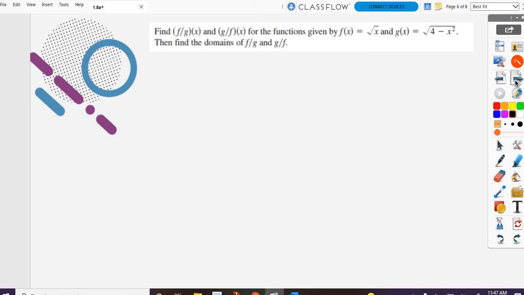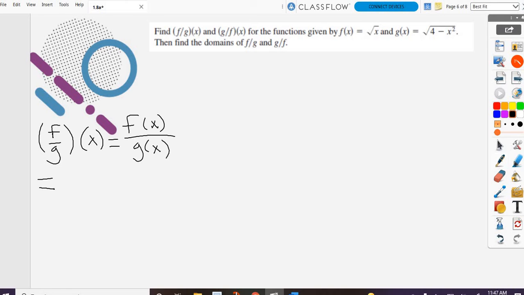Your first step is just to find whatever they ask us to find. So they asked us to find f divided by g of x. Again, remember that we can just do f of x divided by g of x, which is, in this case, the square root of x divided by the square root of 4 minus x squared. And that's all we have to do for the division part. That's our answer. Yay. We're done. Kind of.